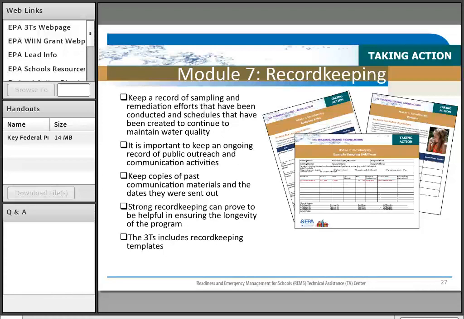So having this information organized and on hand allows for the program to continue regardless of staff turnover or other factors that may require you to go back and make sure that you're not duplicating work or you have a better understanding of what's been done in the past.